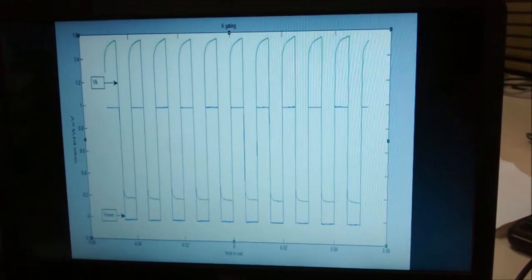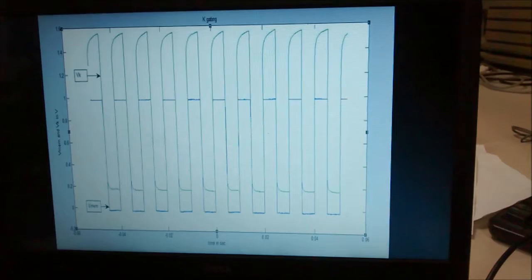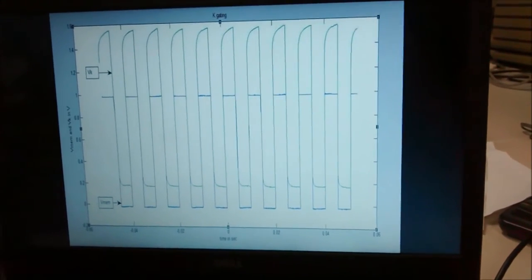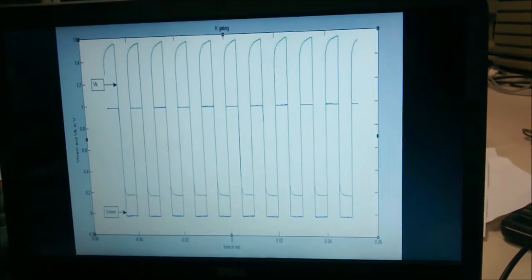The I bias values that we got for these were: I bias for the FGOTA was 1 microampere, the P bias for the FGOTA was 10 nanoamperes, and the N bias for the same was 10 microamperes.